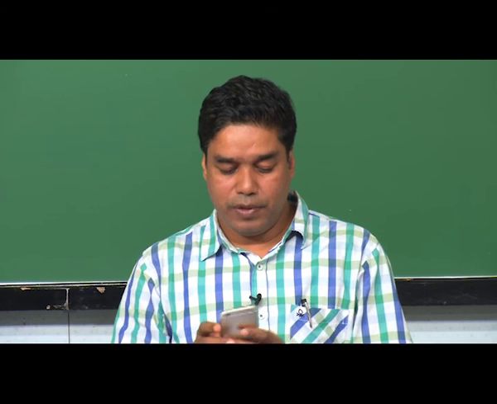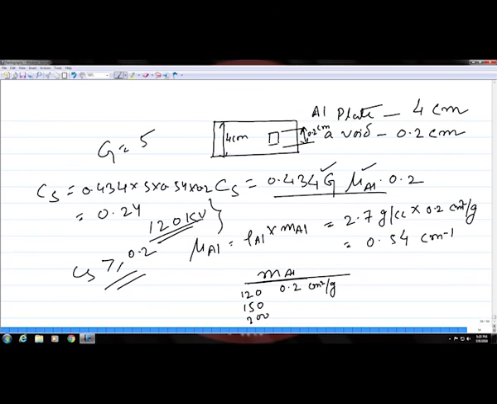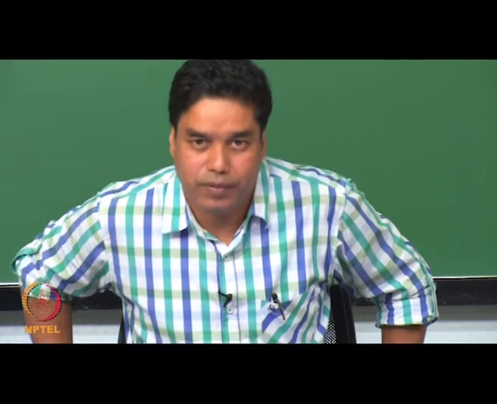So, this was an example of how you get the contrast from different kinds of defects at a particular exposure condition. Okay. And with this we come to the end of this lecture also.